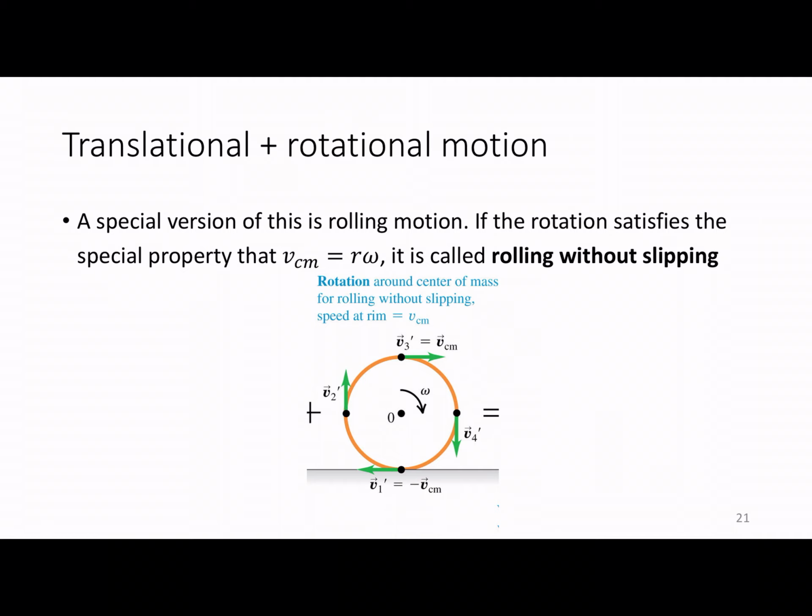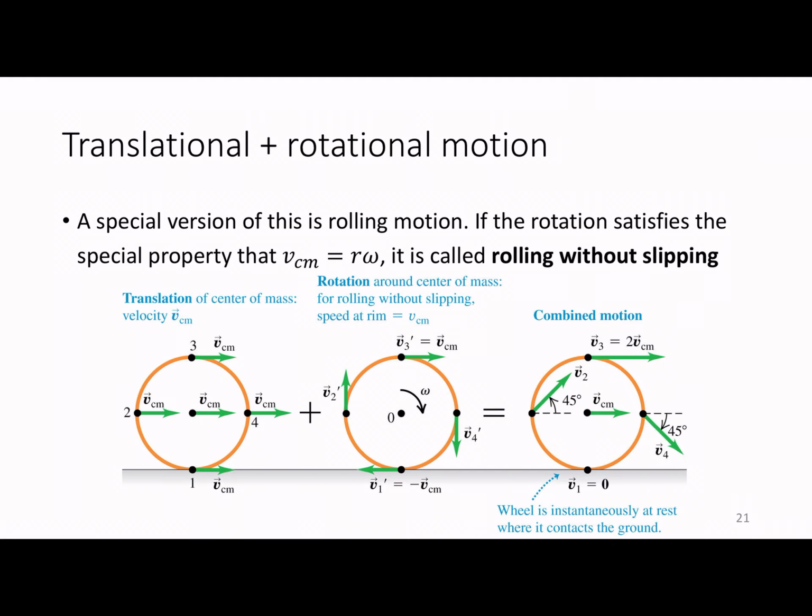So now, what's my general motion? I just add these two guys up. Okay, so you do vector addition of these velocities. At the top, I have VCM plus VCM equals 2 VCM. So it moves very fast at the top. On the sides, I have something pointing right plus something pointing up. Gives me something pointing up and to the right. This is down and to the right.